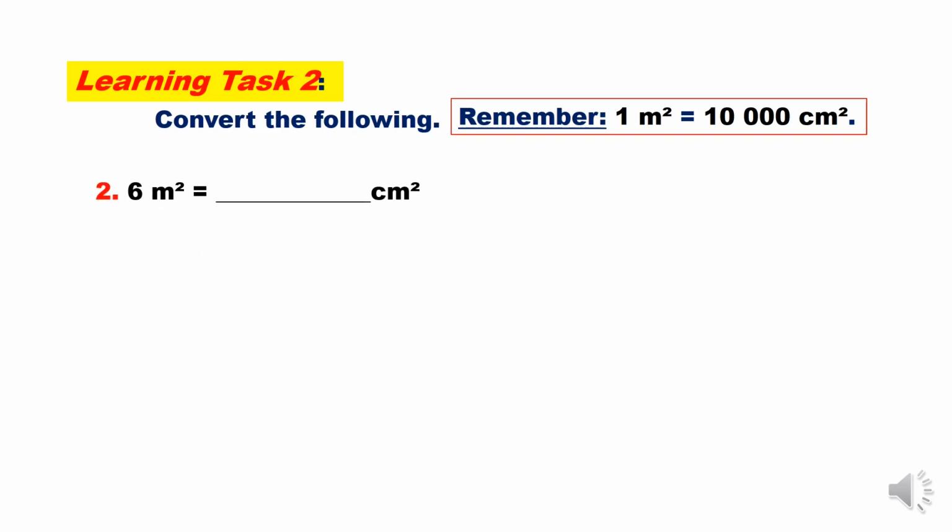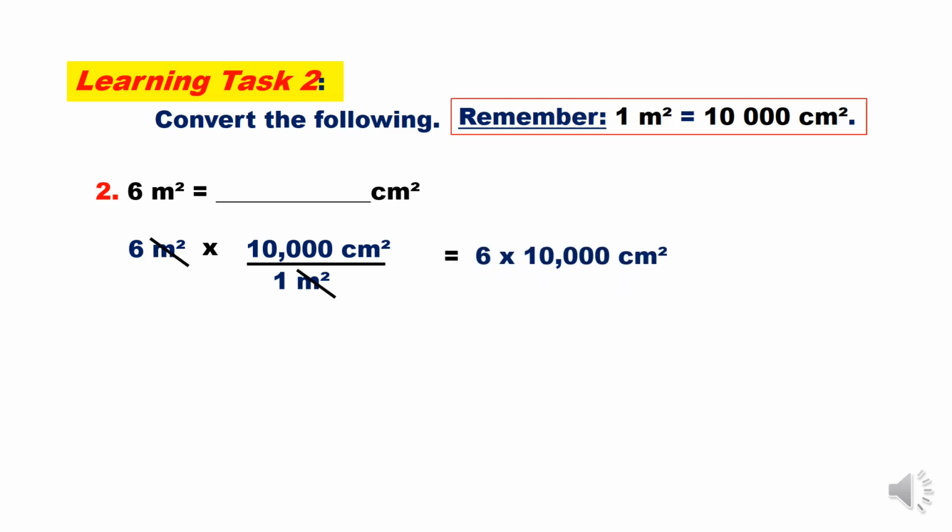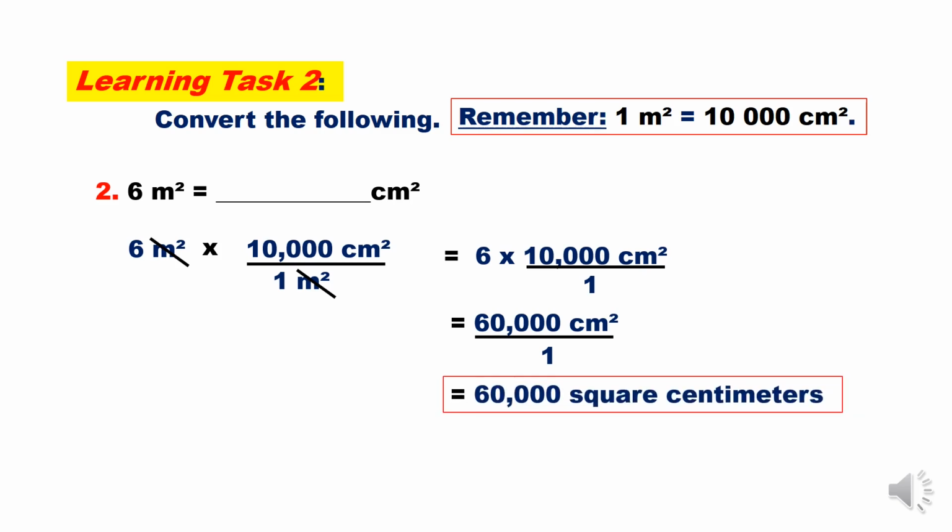Let us answer this number 2. 6 square meters equals blank square centimeters. So, the given, write it down, times our conversion. This time, the denominator is 1 square meter. And the numerator, 10,000 square centimeters. Then, cancel. So, 6 times 10,000 square centimeters divided by 1. Let's multiply, 60,000 square centimeters divided by 1 equals 60,000 square centimeters. So, the answer is 60,000 square centimeters.